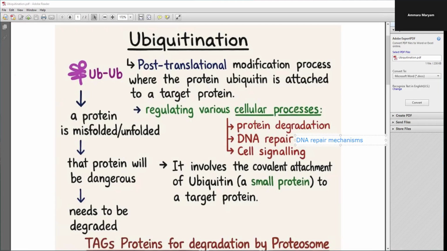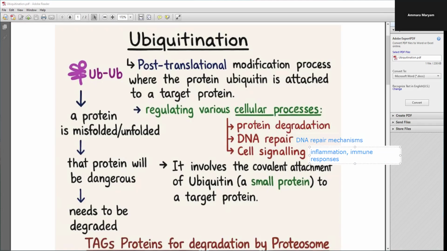Next, it is also involved in cell signaling. Now this ubiquitination can regulate various signaling pathways. That basically includes inflammation, immune responses, etc., as well as receptor trafficking. Let me write: inflammation, immune responses, etc., as well as receptor trafficking.